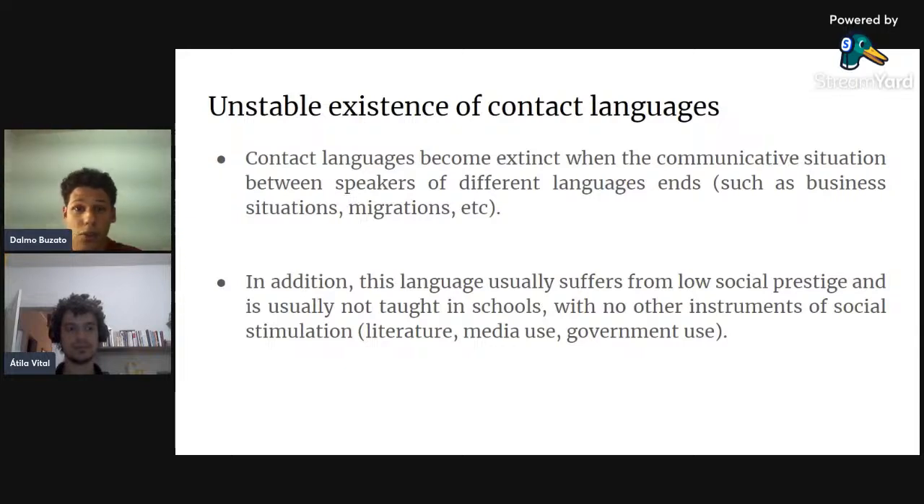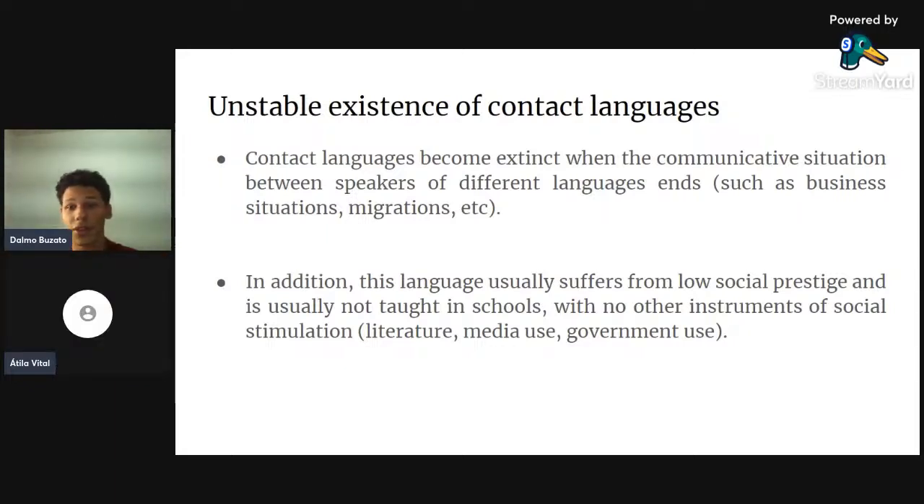In addition to that, when a contact language emerges in a multilingual ecology, this language usually suffers from low resources and social prestige, and is usually not taught in schools. It also doesn't have any instruments of social stimulation. We can see, for example, literature, media use, government use, and others as well.